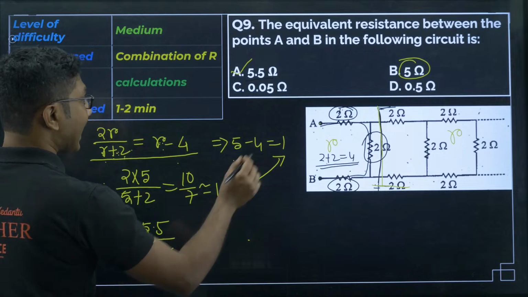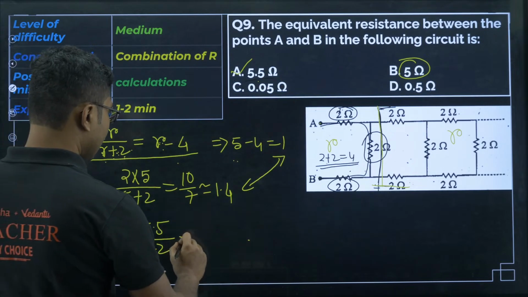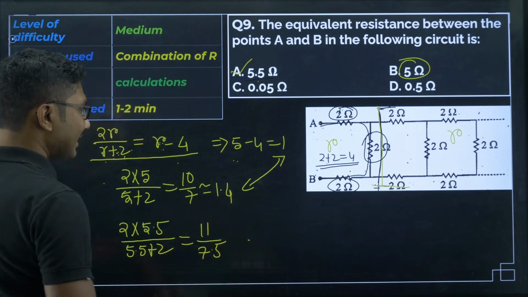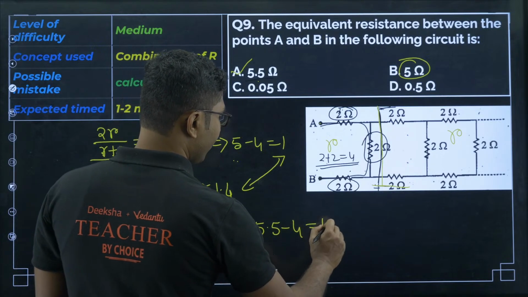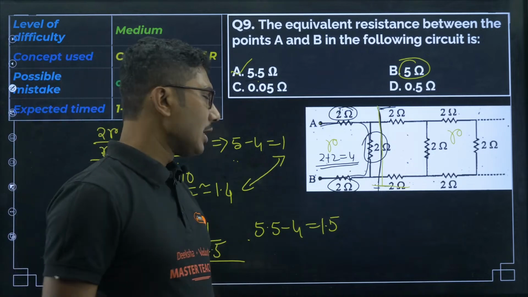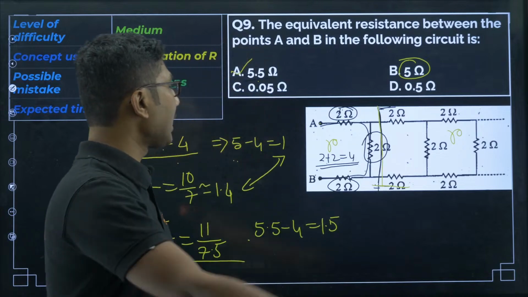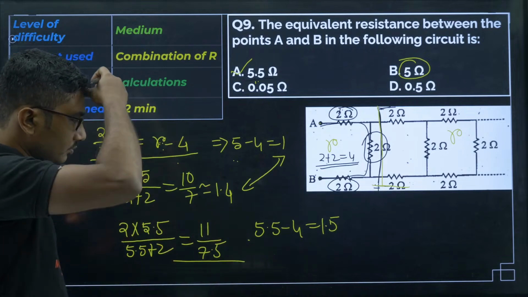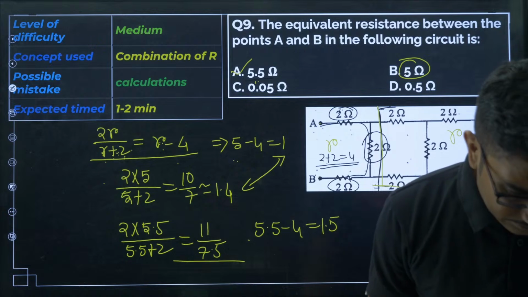So basically we are satisfying with the two closest possible resistances. It will be 11 by 7.5. It will be slightly less, and it will be 5.5 minus 4. So it will be 1.5. So in this case you will get almost 1.5, even though it is not exactly matching, but that will be the closest. So more than 5.5 is the closest value. So this is how you can solve it, right?